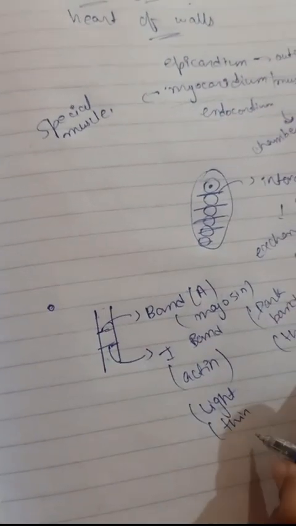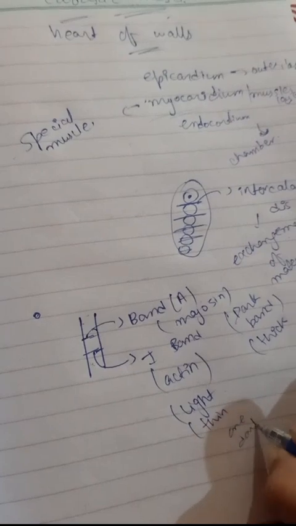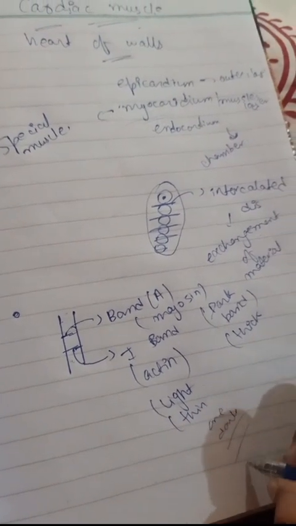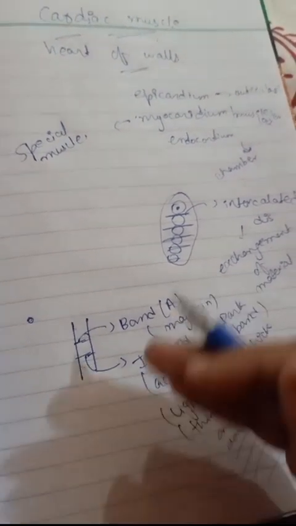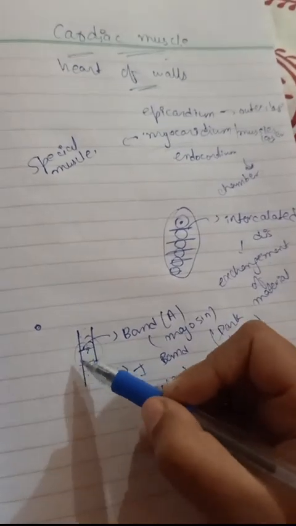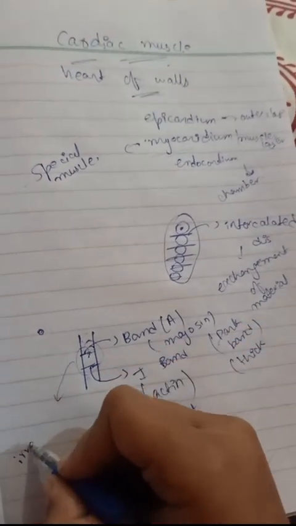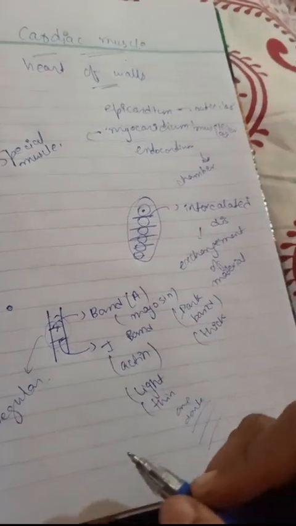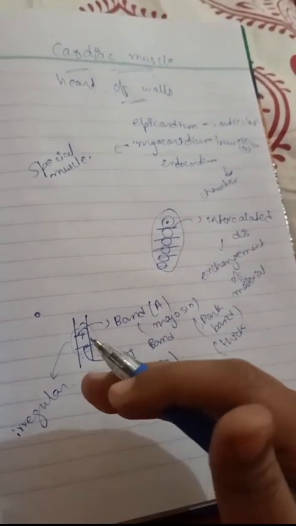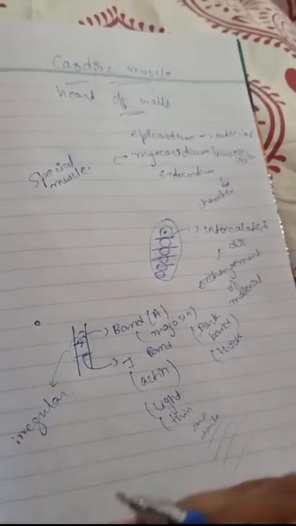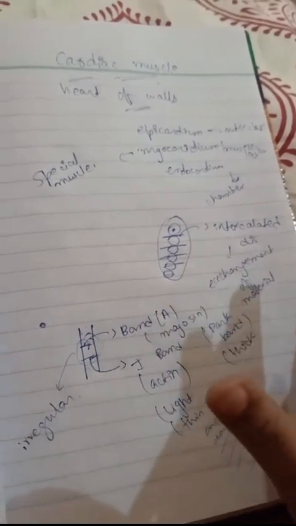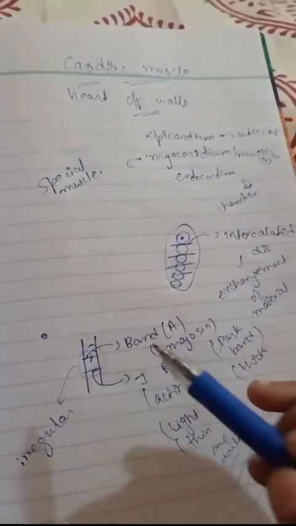Here you can see these are the striations, which form an irregular band pattern, which means there is one dark, then one light, one dark, one light. These are irregular striations. If we talk about skeletal muscles, they have regular bands, like one dark, one light, one dark, one light, but cardiac muscle has irregular bands.